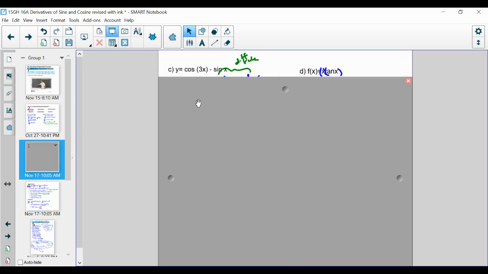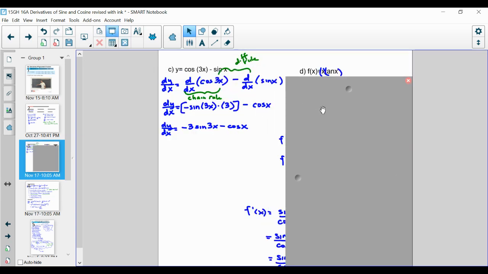Moving right along, here's some more examples. For this one, the derivative of cos of 3x minus sine x, we're going to need to use the chain rule here and our difference rule between those two functions. We're going to take the derivative of cos 3x. Remember that the outside function is cos, and the inside function is the 3x. The derivative of cosine is negative sine of 3x, and then the derivative of the inside part is 3. And we're going to take the derivative of sine x and subtract it. So we end up with negative 3 sine 3x minus cosine x.